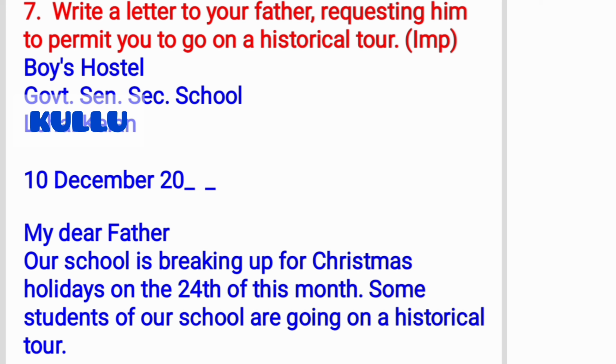Question 1. Write a letter to your father requesting him to permit you to go on a historical tour. This is an important question. First of all, we will write the sender's address like Boys Hostel, Government Senior Secondary School, Kullu. Then leave one line, then write 10 December 2000, then write year. Then leave one line again, then write salutation like My dear father.